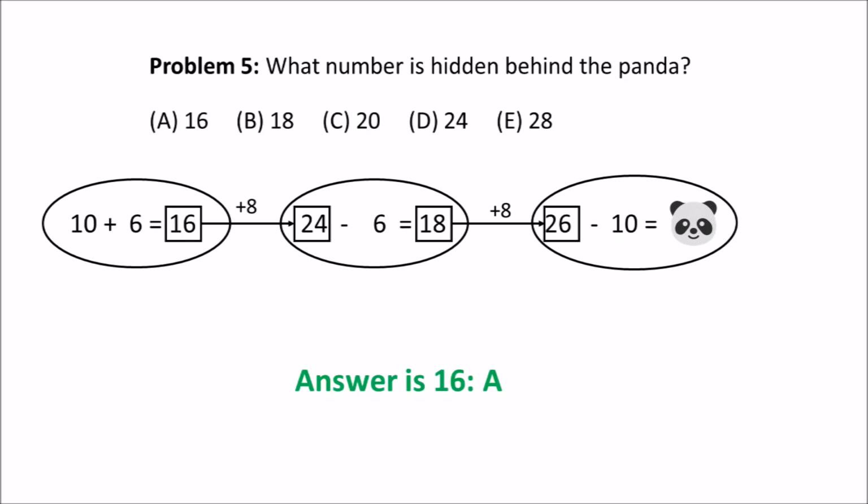To find the answer, we just plug the numbers into the boxes. 10 plus 6 equals 16. Add 8 to that, which is 24. 24 minus 6 is 18. 18 plus 8 equals 26. 26 minus 10 equals 16, which is letter A, which is the panda.